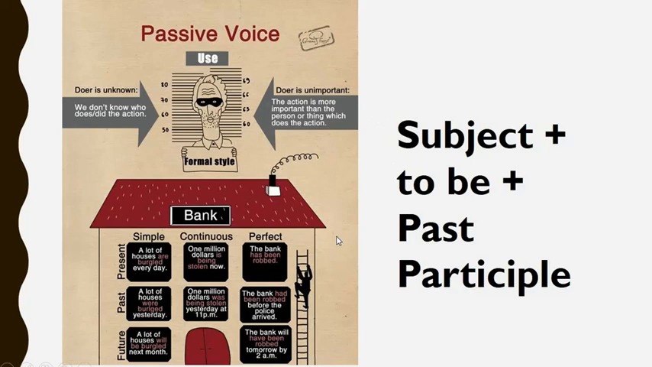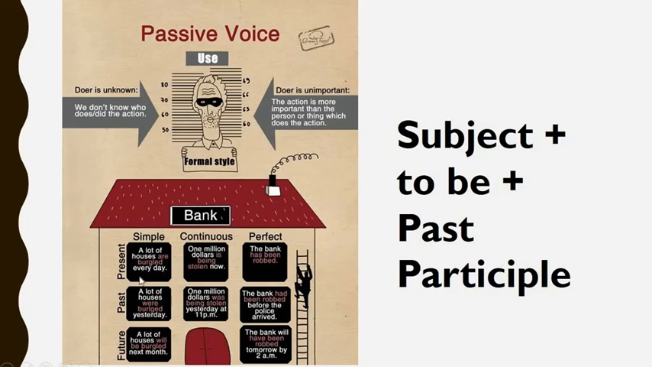So, what is the scheme of usage of passive voice? Let's look at what we need. We need a subject, that means подлежащее. Look at this example. A lot of houses is our subject. Наше подлежащее – много домов. Then you have to use to be in the right form. Затем вам следует использовать глагол to be в нужной форме. And then past participle or причастие второе.